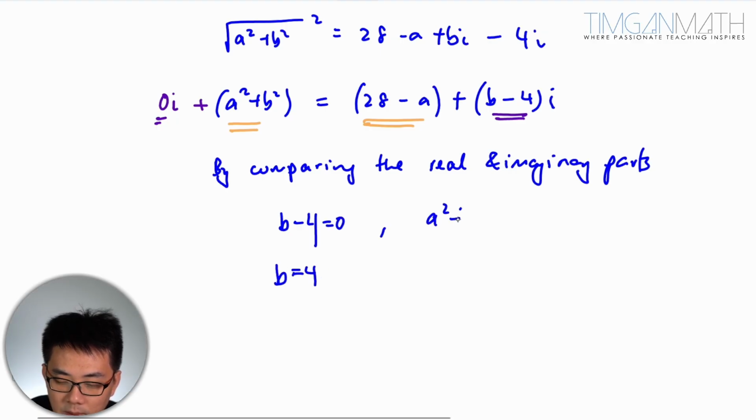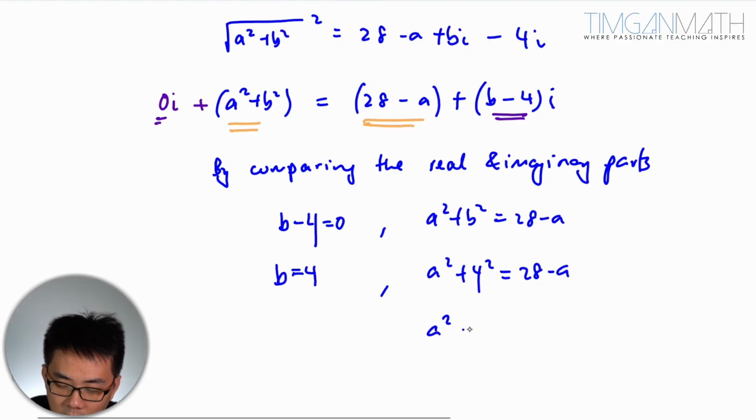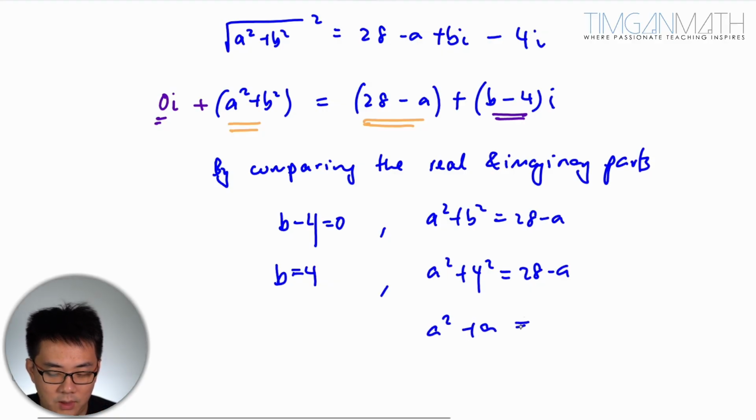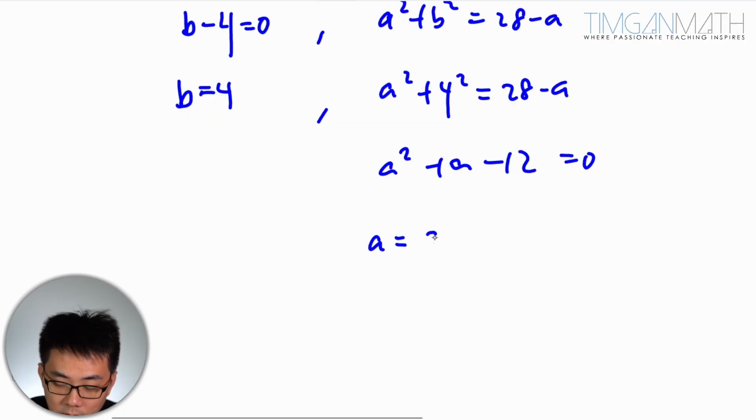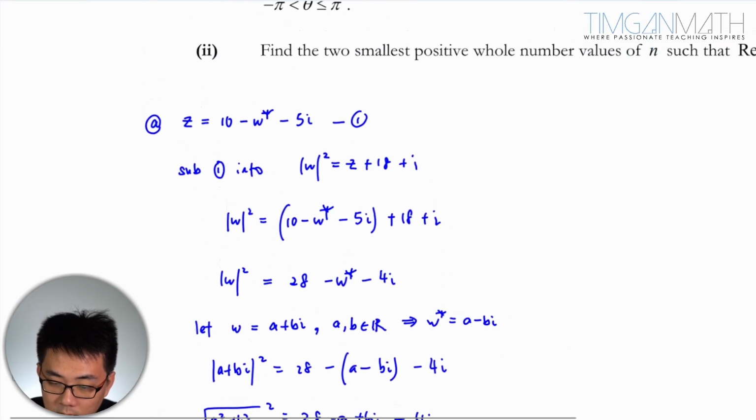Then we have a squared plus b squared equals 28 minus a. So a squared plus 4 squared equals 28 minus a, because b is 4. So a squared plus a equals 16 minus 28. Let's key this in: 16 minus 28 gives us minus 12. Oh, this is pretty nice. So a squared plus a plus 12 equals... a equals 3 or negative 4. Okay, so there's our a.